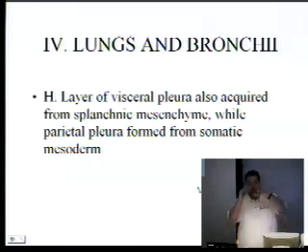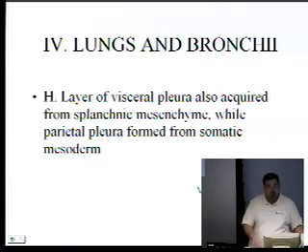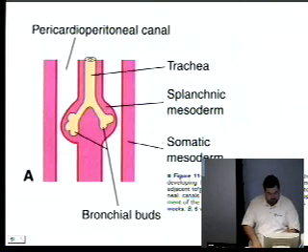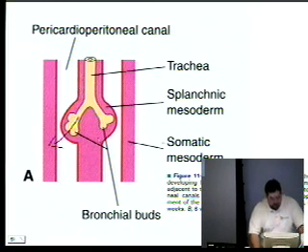So as the lung buds grow out, they'll push the outer layer of the splanchnic mesenchyme with it, and eventually that ends up surrounding the whole thing, and that becomes the visceral pleura. And so here's a figure of that. As these lung buds grow out, they take this red layer, and that will become the visceral pleura.